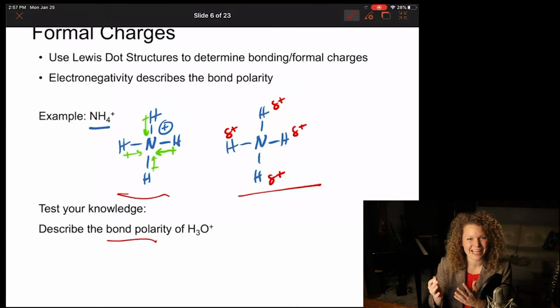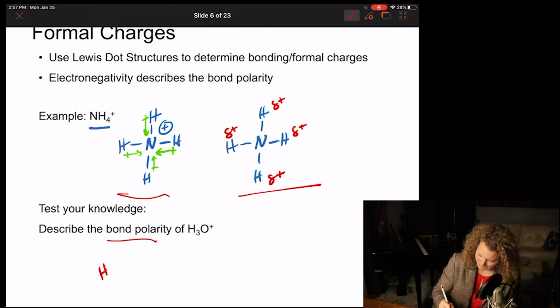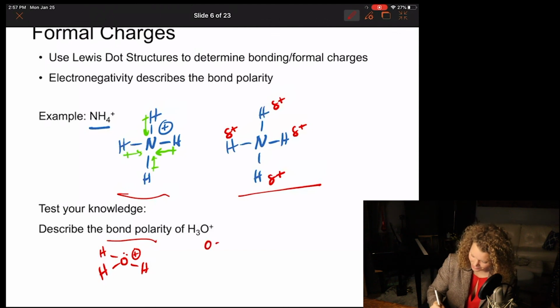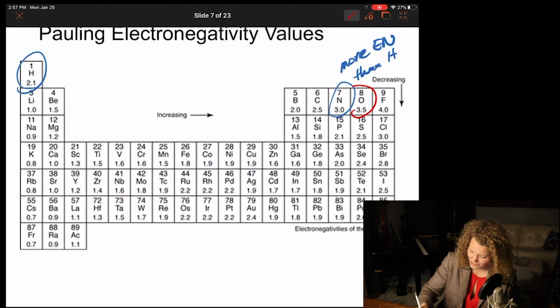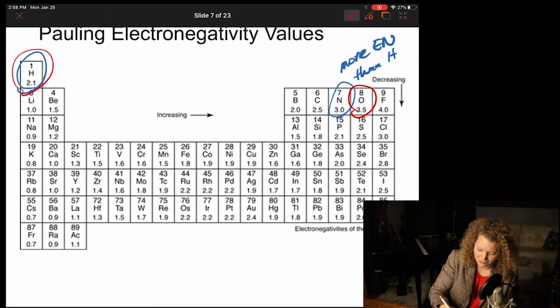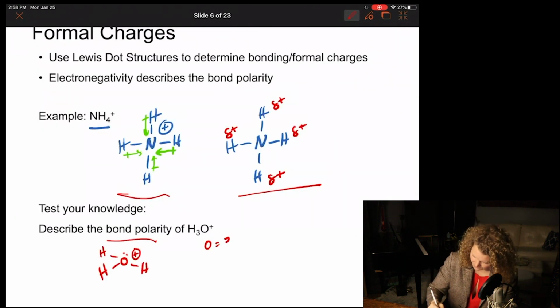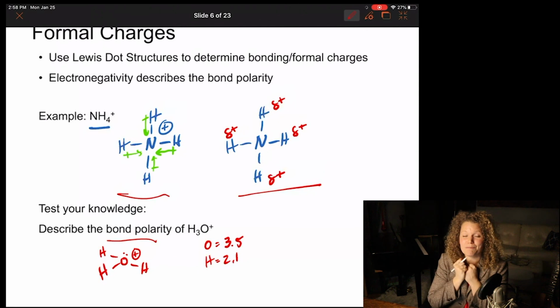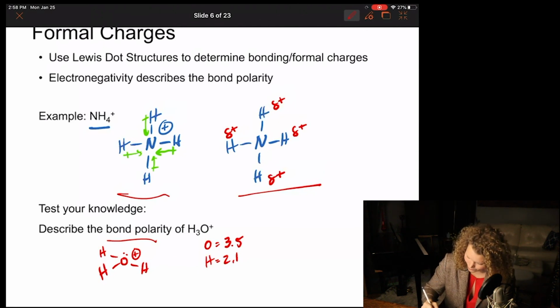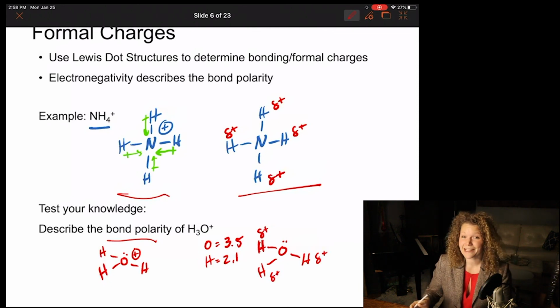All right, let's go over it together and see how you did. So we have H3O+, a lone pair, and here's our positive charge. Now, the electronegativity of oxygen is around 3.5, and the electronegativity of hydrogen is around 2.1. This means that the oxygen is going to be pulling electron density toward it. And so really the way that this looks is that these hydrogens are partially positive. And they react in such a way.